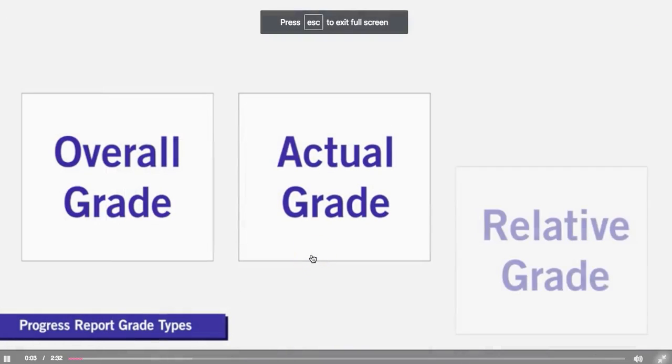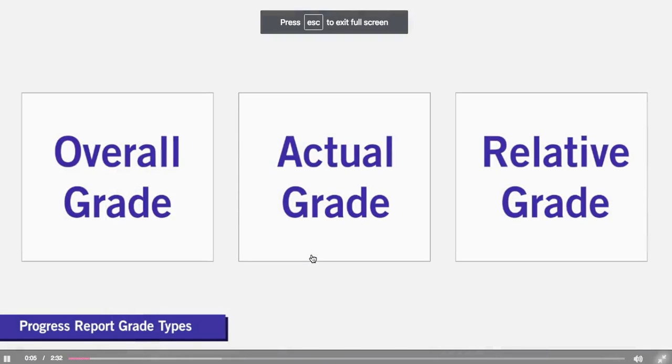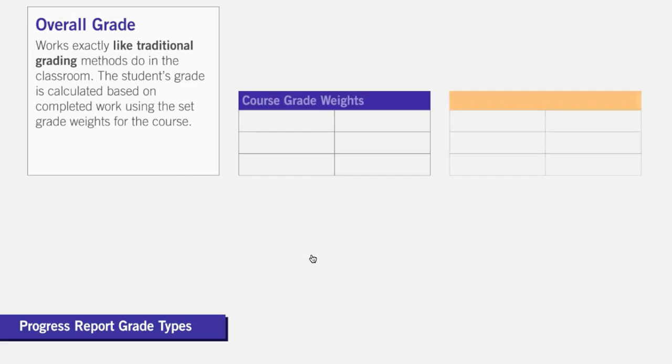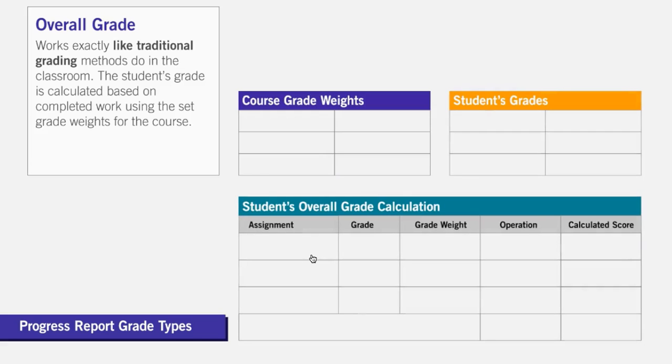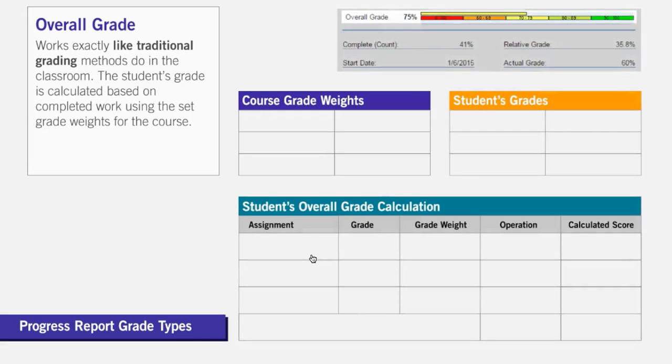Grade types we offer up in our progress report feature. Each grade is important in what it tells you regarding how your student is performing in the class. First, let's discuss the overall grade, which is perhaps the easiest grade to understand. Overall grade works exactly like traditional grading methods do in the classroom. The student's grade is calculated based on their completed work, and the grade weights set for the course.